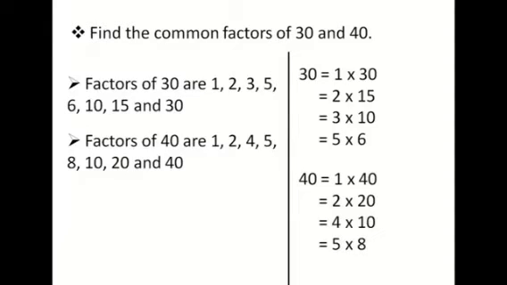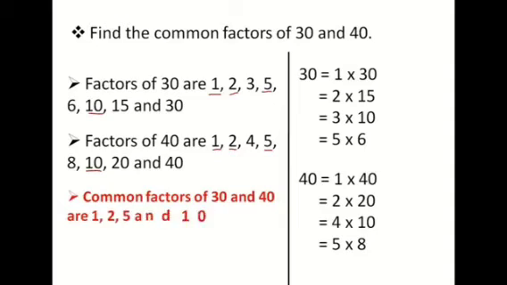So what are the common factors here? You can underline 1, 2, 5 and 10. So please underline. Here you can see I have already underlined 1, 2, 5 and 10. Okay. So write down the final answer. Common factors of 30 and 40 are 1, 2, 5 and 10.